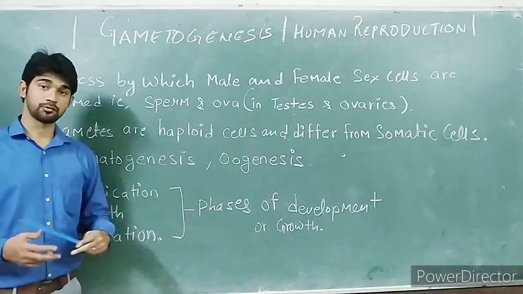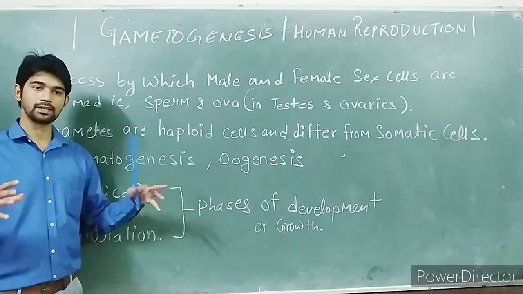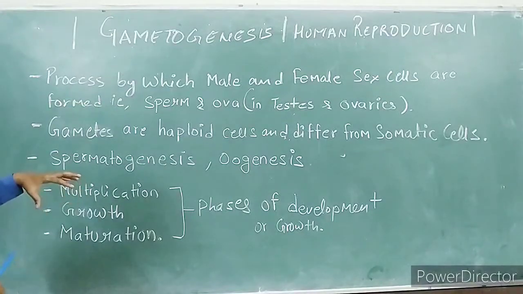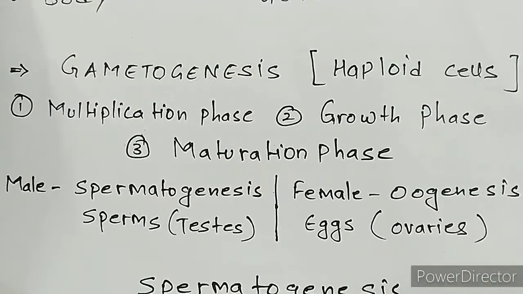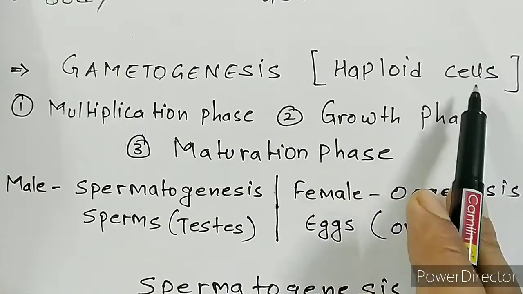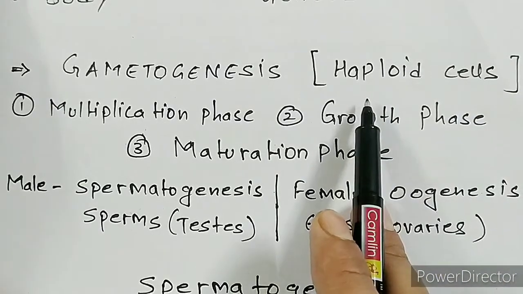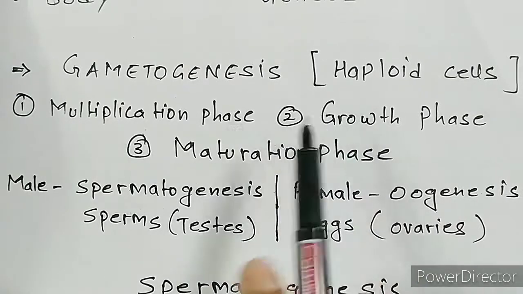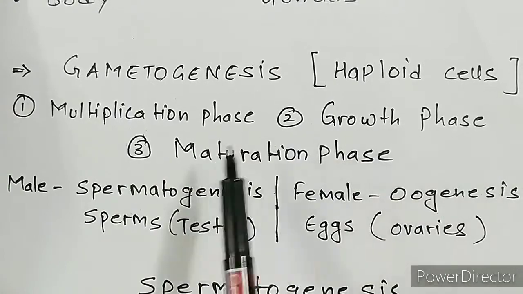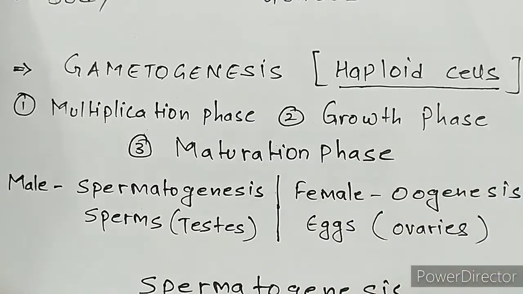To understand this process fully, we need to look at the diagram, which will tell us how this process is taking place. So we know that gametogenesis takes place from haploid cells, and it is the generation of male and female gametes. These cells go through 3 phases: the multiplication phase, growth phase, and maturation phase. The haploid cells take part in that.